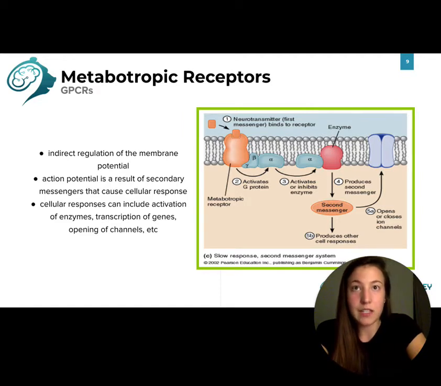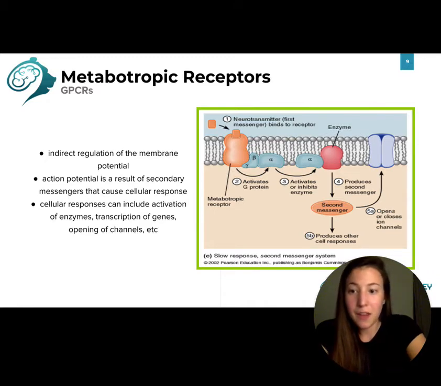So if it is an excitatory transmission, we get binding at the G-protein coupled receptor, dissociation of the protein here, and all of our secondary events, and then eventually the channels open for sodium. But it's just not as direct as ionotropic receptors.